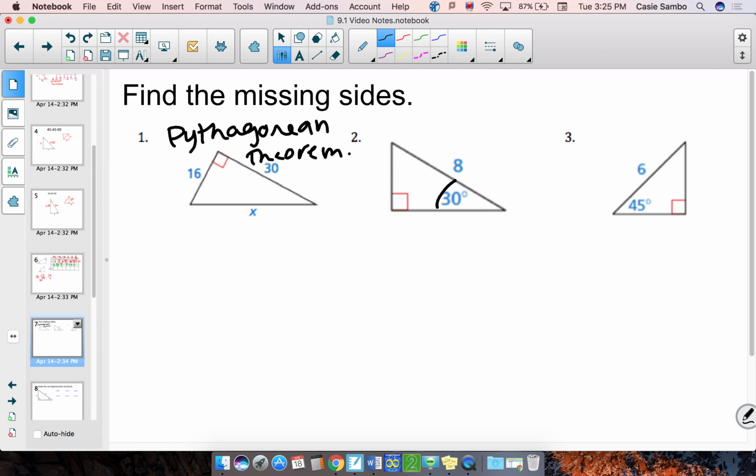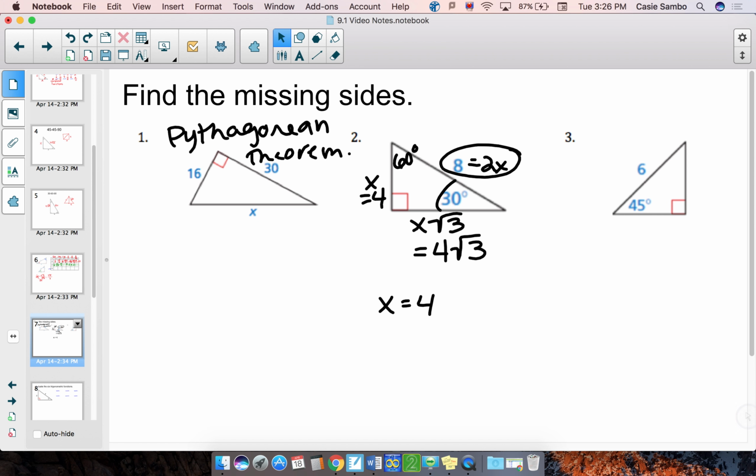Since this is 30 degrees, we know that this angle up here is going to be 60 degrees because it's a 30, 60, 90. So then we can go back to our relationships here. Our long side, or our hypotenuse, is always going to be 2x. Our shortest side is going to be x, and then our longer leg is x square root of 3. We can take this 8 equals 2x and we can solve it, and we find out that x equals 4. So this side here is now 4, and this side here is now 4 square root of 3.